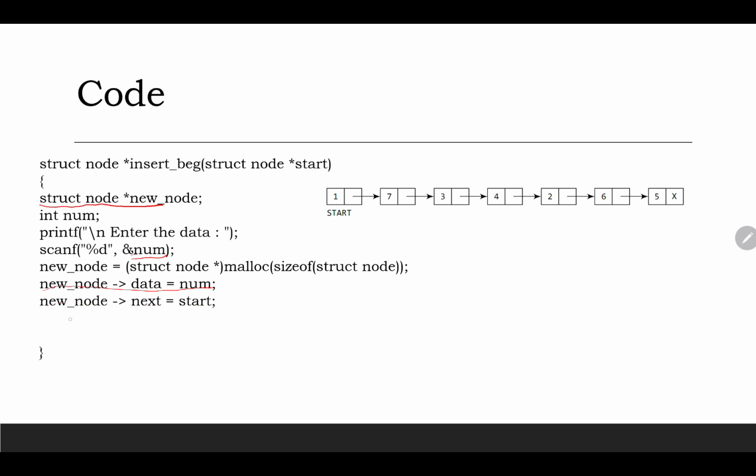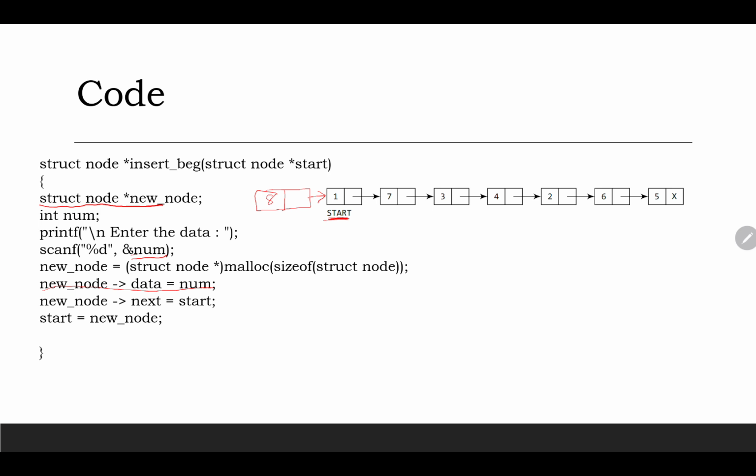Then we have to assign new node tends to next is equal to start. For example, consider this is the new node we have created with the value 8. So new node tends to next, what will be the address part? This start node's address. In the address part, it contains the address of this particular start node. So that is the meaning.